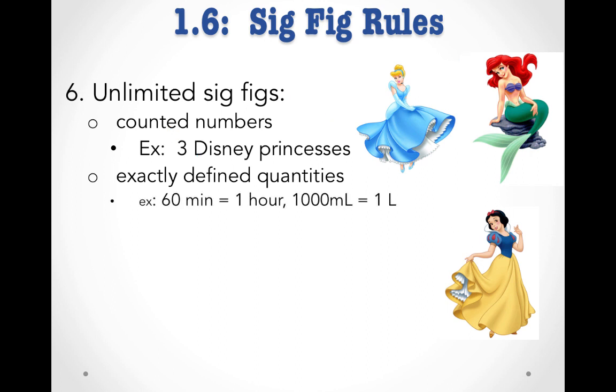Likewise for exactly defined quantities. 60 minutes equals 1 hour. 60 minutes will always equal exactly 1 hour. We can add zeros to the end forever. We'll never have 60 minutes equaling 1.02 hours, or 1 hour equaling 61 minutes. Therefore, in each of these cases, counted numbers and exactly defined quantities have infinite sig figs.